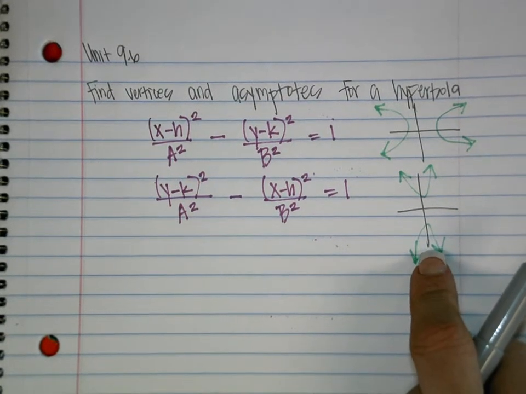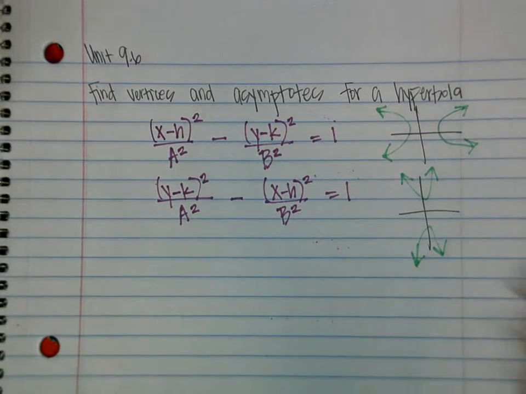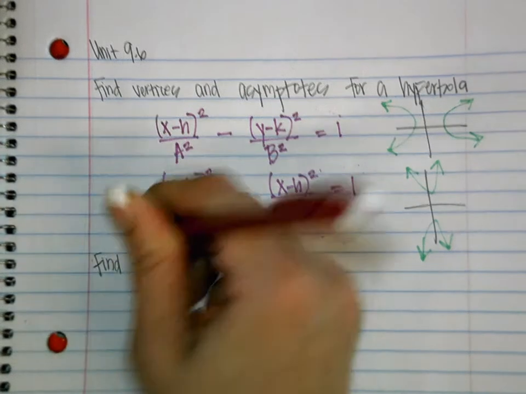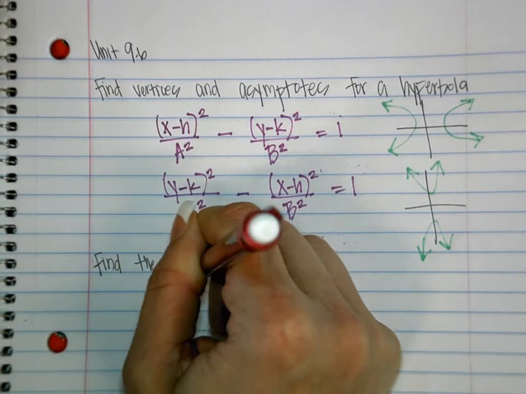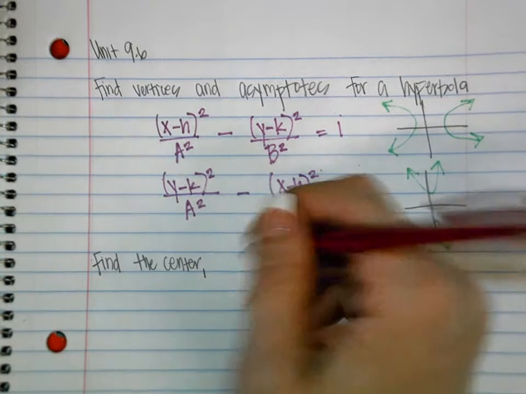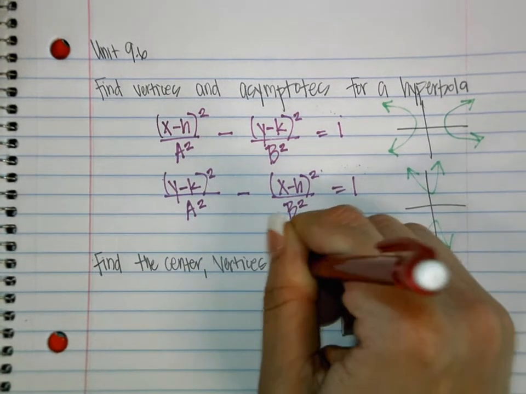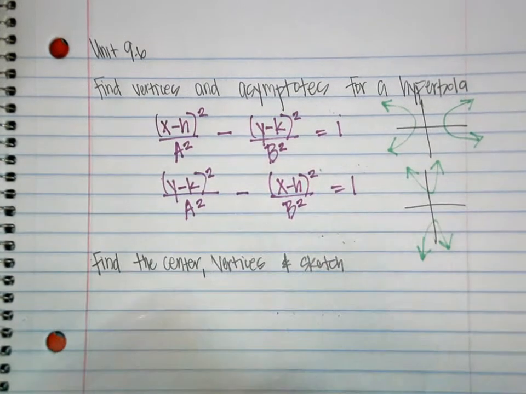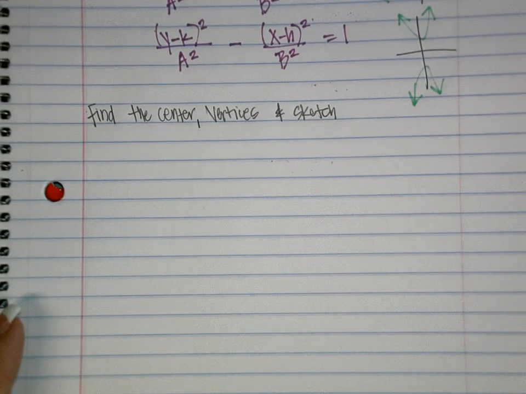This one wraps around the y-axis. So, let's get started. If I'm going to ask you to find the center, vertices, and sketch, we will get to these asymptote things later. First we're just going to start with find the center, the vertices, and sketch.